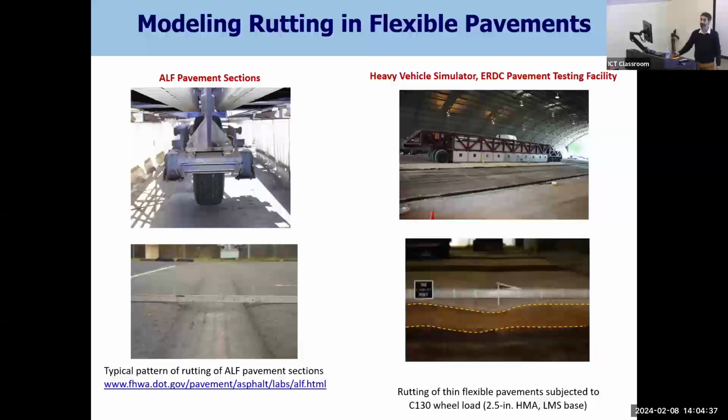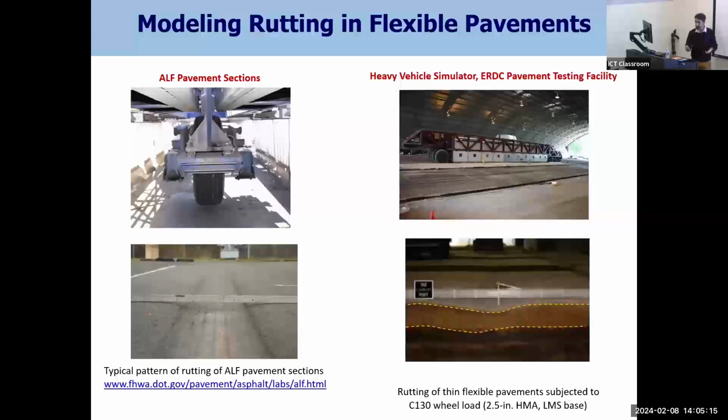So we all know the problem. Pavements rut under wheel load. On the left, we see an asphalt pavement section tested at higher temperatures, and we see a lot of rutting. On the right, we are looking at a heavy vehicle simulator in an Arabic pavement testing facility, with some thin asphalt layers. And as we can see, a lot of the rutting and the permanent deformation actually occurs in the sublayers.